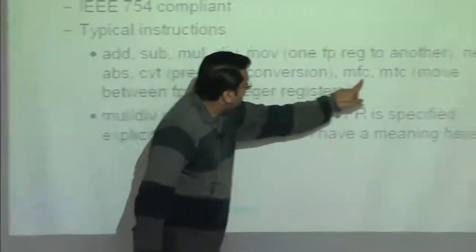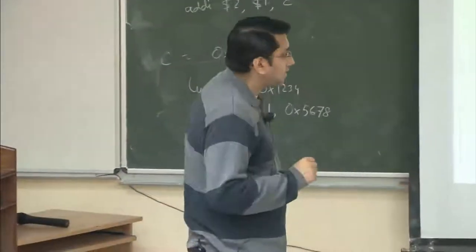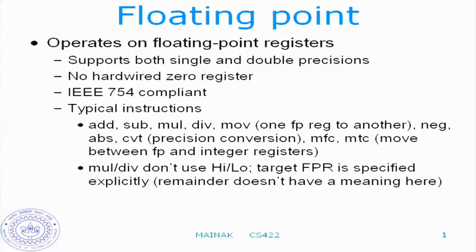So this C might be a little non-intuitive. Why are they saying move from C and move to C? The reason is that, can anybody guess why? What does the C stand for? Because I would have actually expected that it would say move from F and move to F, right? MFF or MTF. What is the C?